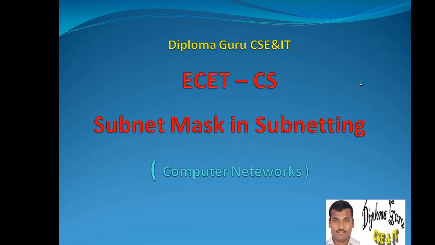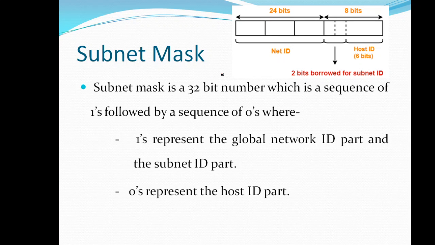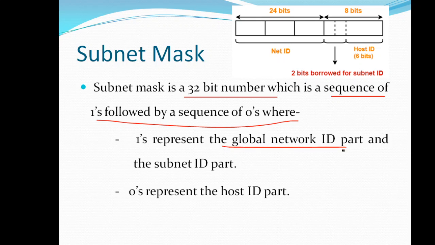In this video, we are going to discuss subnet mask in subnetting. A subnet mask is nothing but a 32-bit number which has a sequence of ones followed by a sequence of zeros. Every subnet mask is a 32-bit number, with several ones on the leftmost side and all the zeros on the rightmost side. The ones in the subnet mask represent the global network ID part and subnet ID part, and the zeros represent the host ID part.